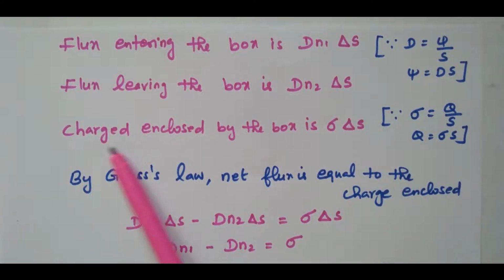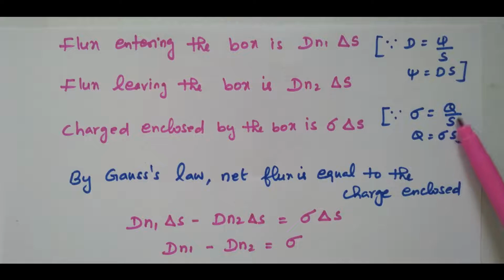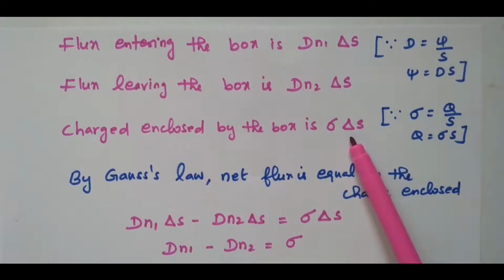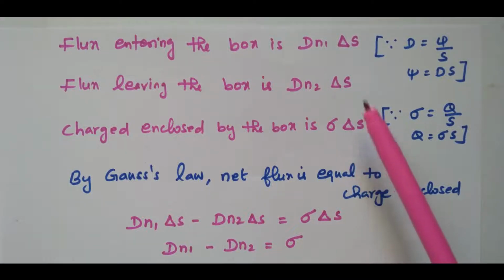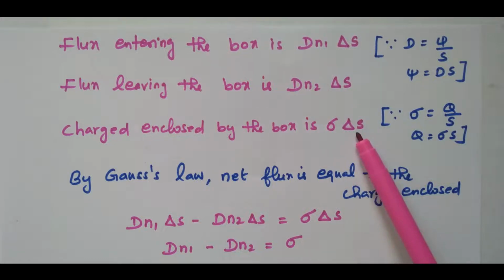Then what is the charge enclosed by the box? We have sigma available. Charged sheet sigma is placed at the boundary. What is sigma? Q divided by S, charge per unit area. We cross multiply this so that Q equal to sigma into S. Charge equals charge density into area. So that is sigma into delta S. Right? So this is flux entering, this is flux leaving, this is the charge available.